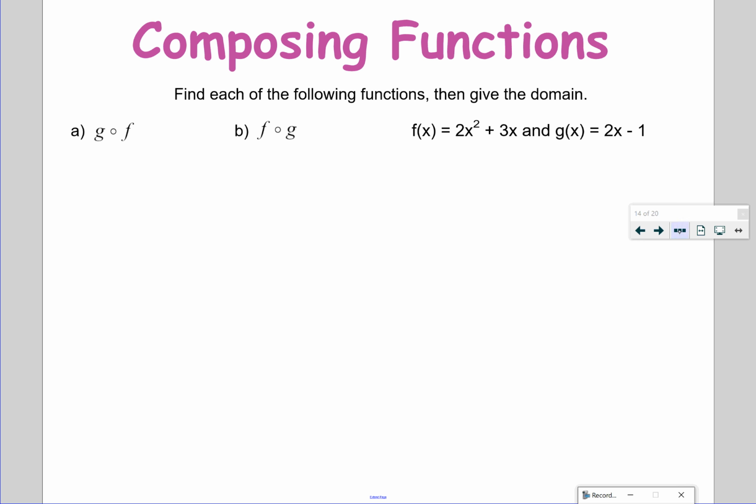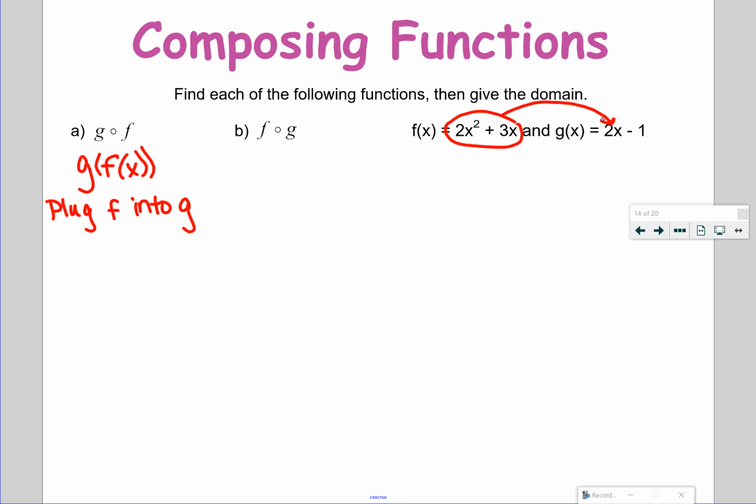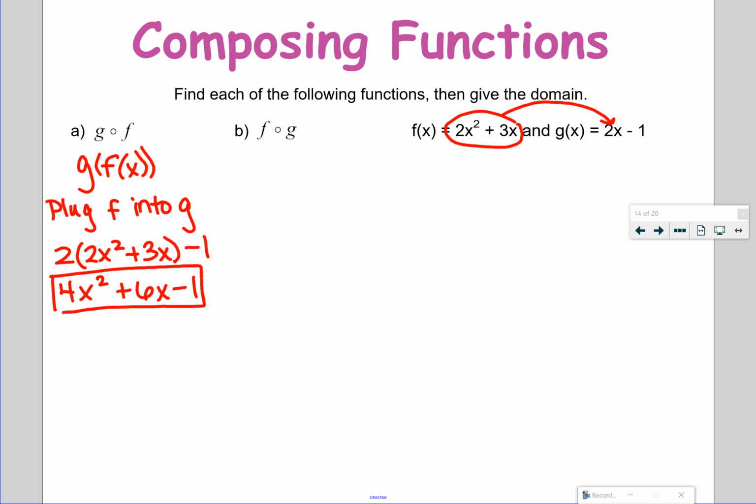Okay, let's try another one. We're going to first find g of f here. So I'm going to write g of f of x. And then I'm going to write in words what this means. We're going to plug f into g. So I'm going to circle all of function f, plugging it into function g anywhere I see a variable. So that will look like 2, take the x out, replace it, 2x squared plus 3x minus 1. Distribute 4x squared plus 6x minus 1, and then I have no like terms, so that's our final answer.